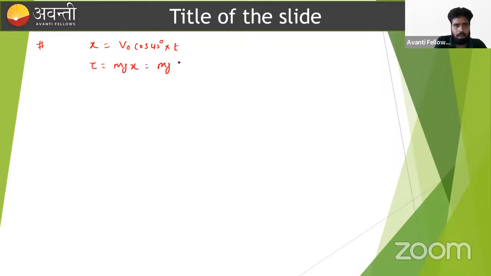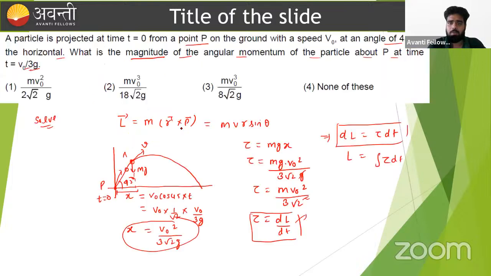Then put the value of x. So this will become v naught by root 2 into t. Then we can write it in this manner. So here dL is written as tau dt. Again, if you want the value of the angular momentum, then this can be written as mg v naught upon root 2 t dt. What is the difference between this one and this one?